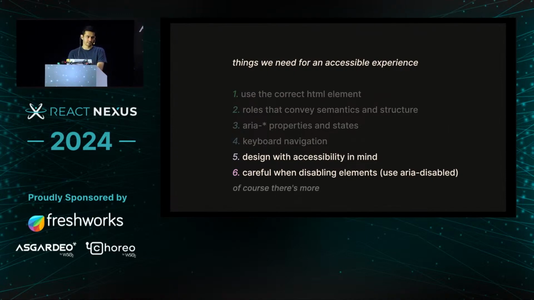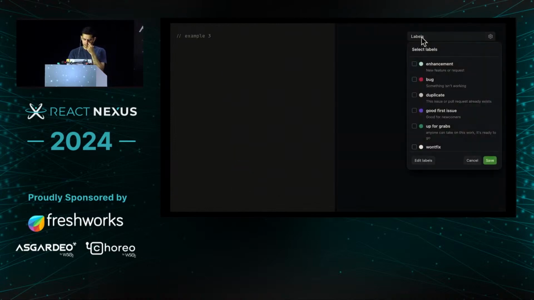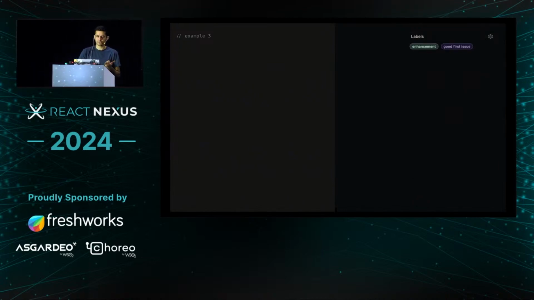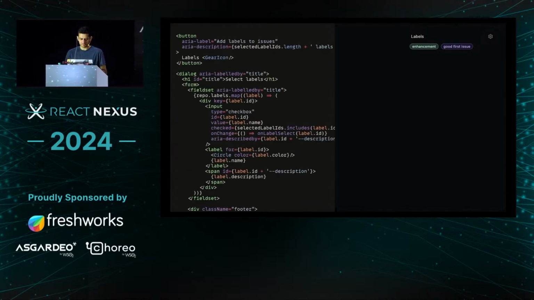All right, of course there's more. I'm going to be a bit quick about this one. So this is the example I have, where I have this label selector, and it's kind of nice. You can select as many labels. I select 2, and then I hit save, and then it also shows what was selected. I mean, it's pretty common UI, and I think it's pretty good. But what is the screen reader here? Cool, let's see. And the code is similar to the previous demo. It's a form with a bunch of checkboxes.